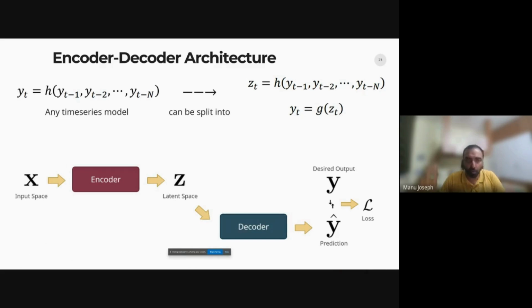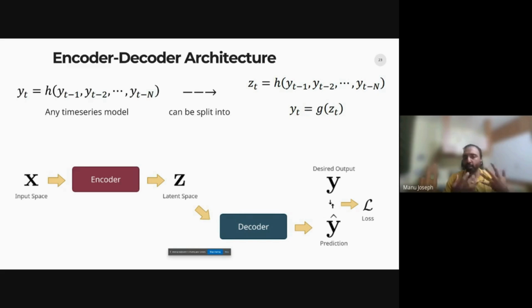And this is pretty much what an encoder-decoder model is. So the encoder model, let's say that you have an input, X is your input. In this case, this yt minus 1 to yt minus n is your x. So this is in some vector space. The encoder, all it does is take the input space as an input and project it to a latent space. Let's say it's a z vector, a latent vector. And the encoder's job is done.